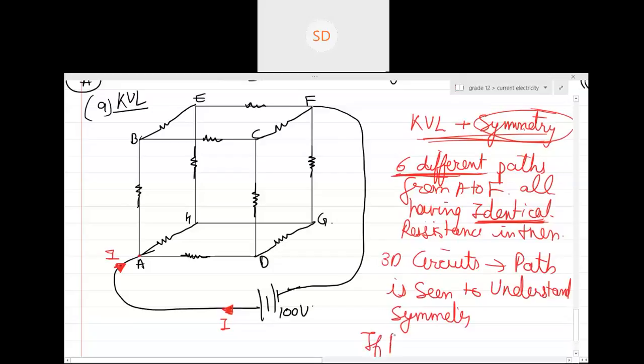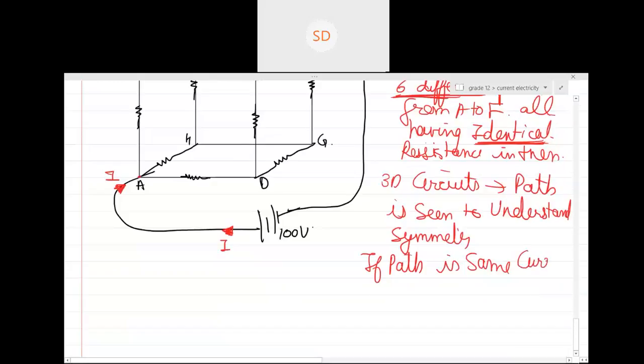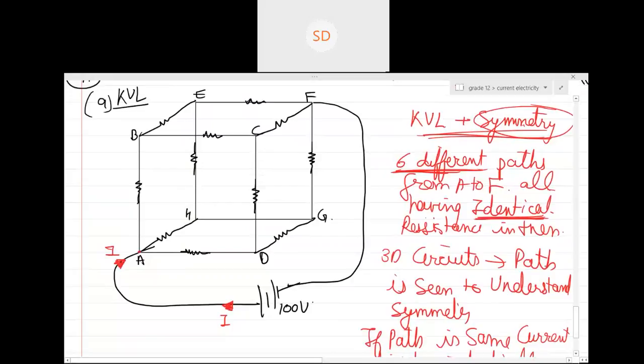If the path is the same, then the current will divide identically. Is this clear, guys? So can you see, when I reached point A, I saw three different paths. But after those paths, whatever path I choose, I'll always face three resistances, right?